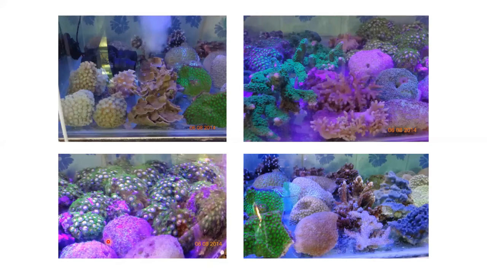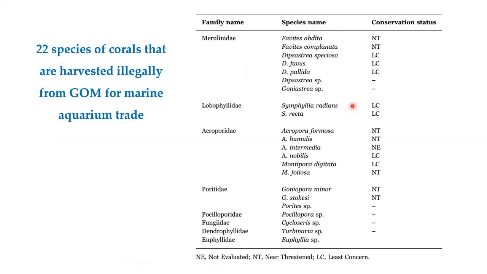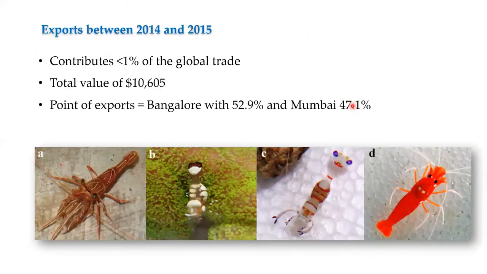So there are almost 22 varieties of hard corals we have observed, and you can also see so many zoanthids, right, pseudocorals, and we can also see some soft corals are also involved in the trade. And we also included this when we were publishing that almost 22 species of hard corals are harvested illegally from Gulf of Mannar for the marine aquarium trade.